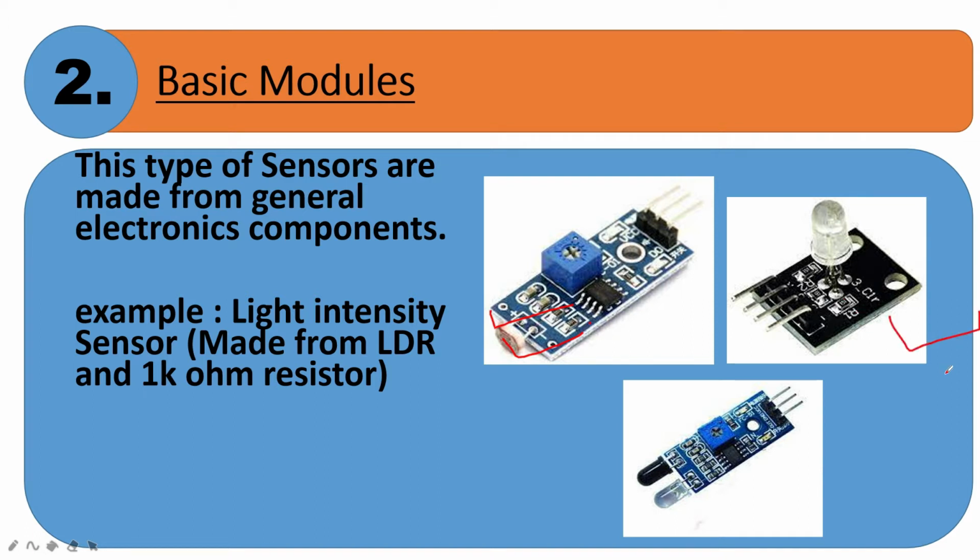This is an RGB LED. Now an RGB LED is made from red, blue and green LEDs. So basically you can produce any color of light from this LED using a combination of red, blue and green. And this is an IR sensor. Now an IR sensor uses infrared light to detect if something is in front of it or not. So these are the basic modules that you can use with Arduino.